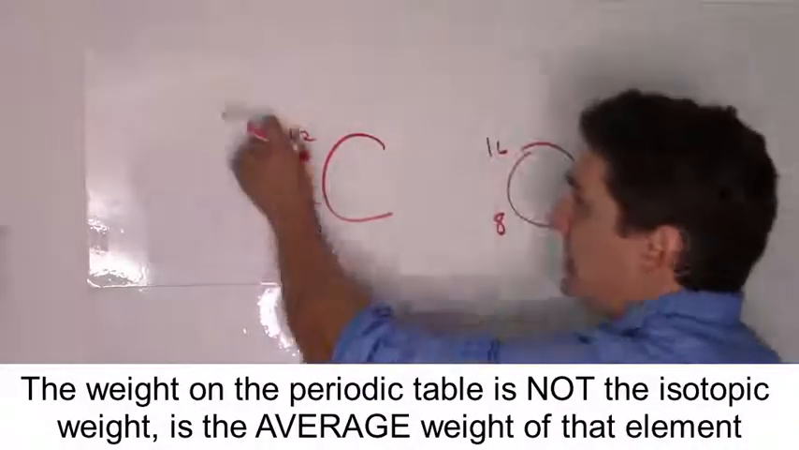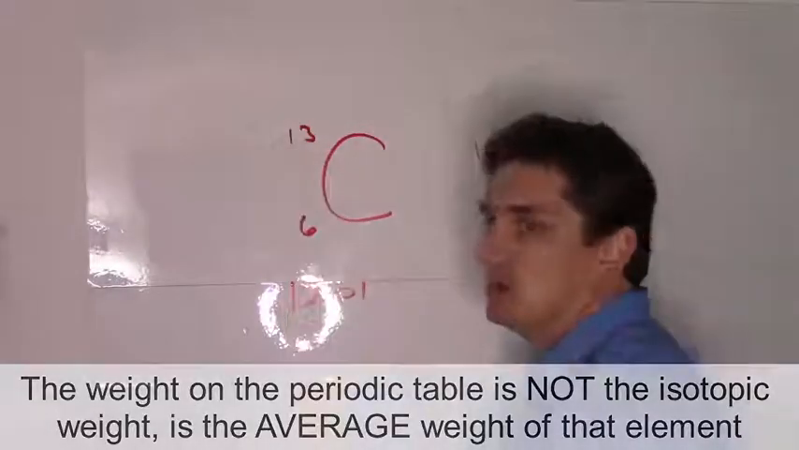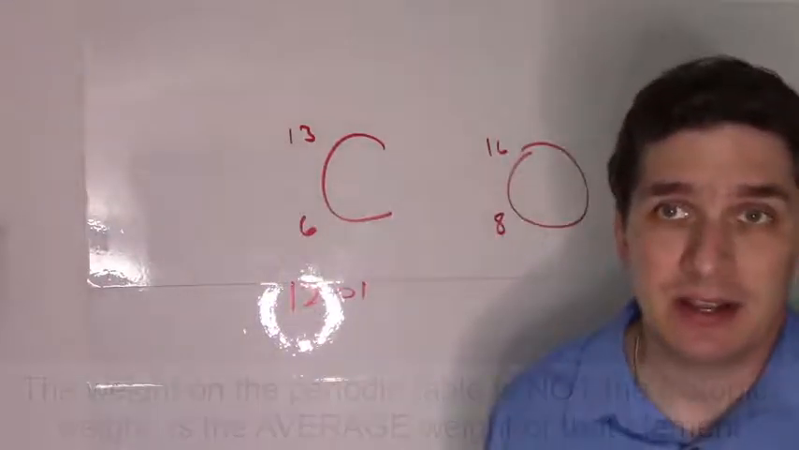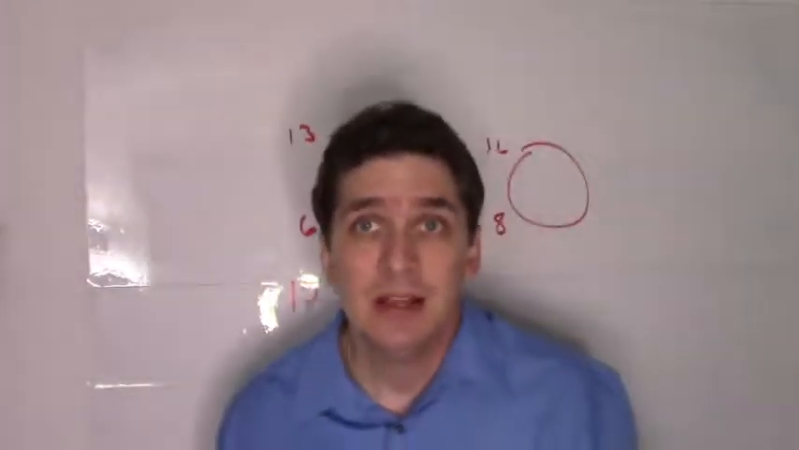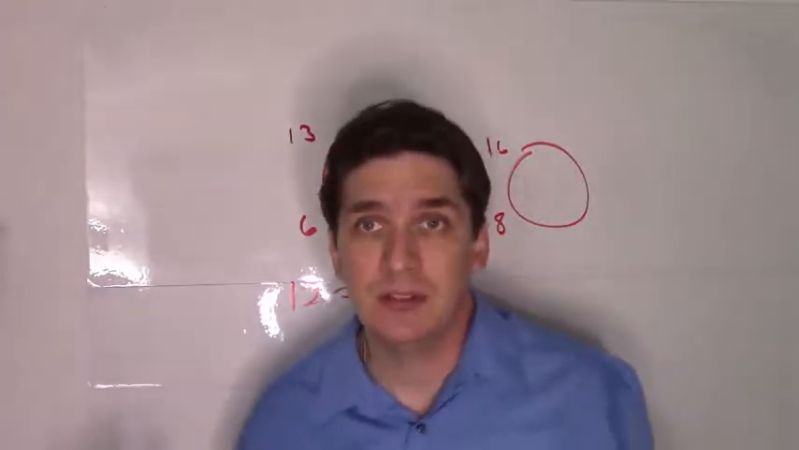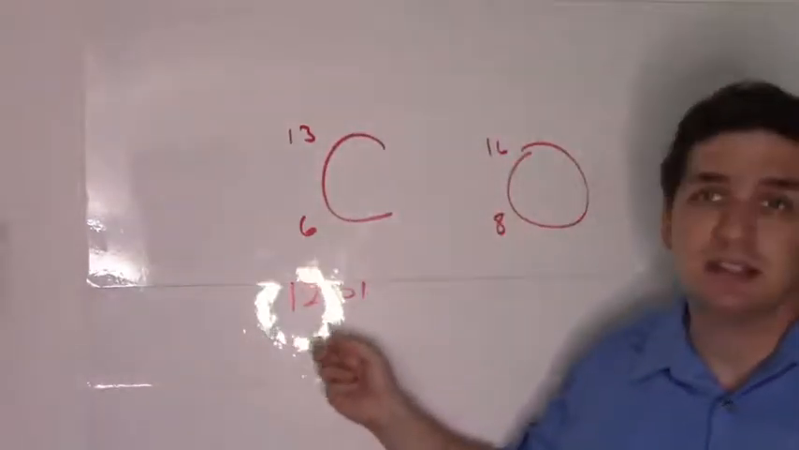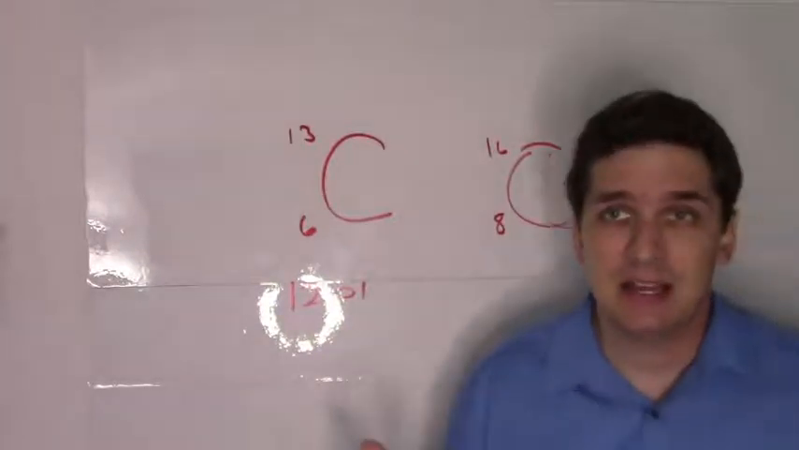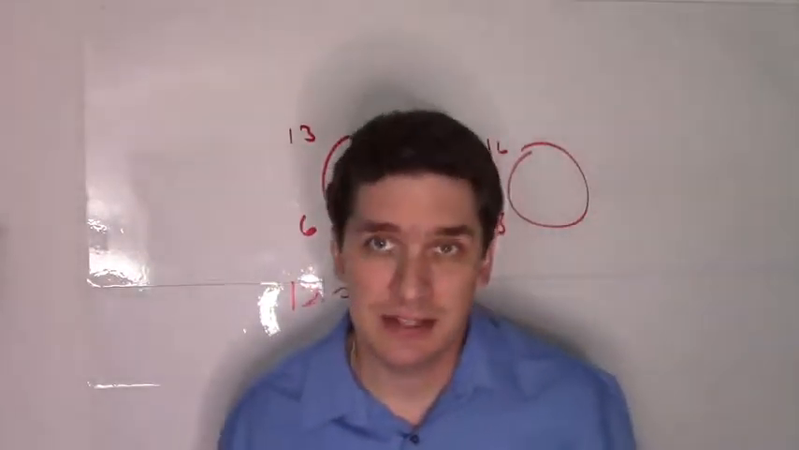So there are definitely isotopes of carbon. Carbon 12 is the most common isotope, but there are definitely other isotopes out there like carbon 13 and carbon 14. So carbon 13 weighs 13, carbon 12 weighs 12. Neither of them weighs 12.01 because this is a weighted average based on isotopic abundance of all the different isotopes.